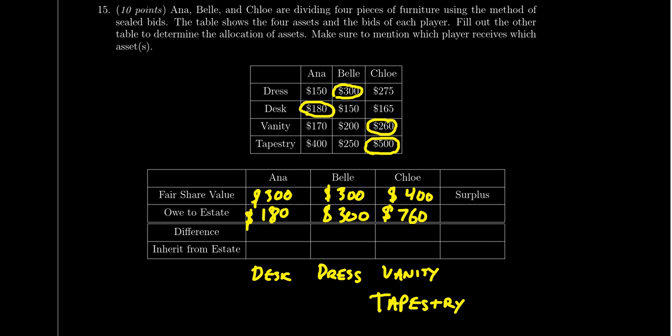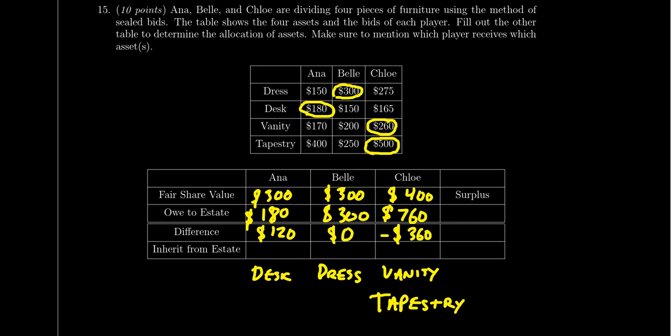Now, Anna believes she's owed $300. She needs to pay $180. If you take the difference, that gives you $120. With Belle, if we take the difference, she's owed $300. She pays $300, so the difference would be zero. And for Chloe's situation, she is owed $400, but she owes $760. So that difference is going to give you negative $360 there.